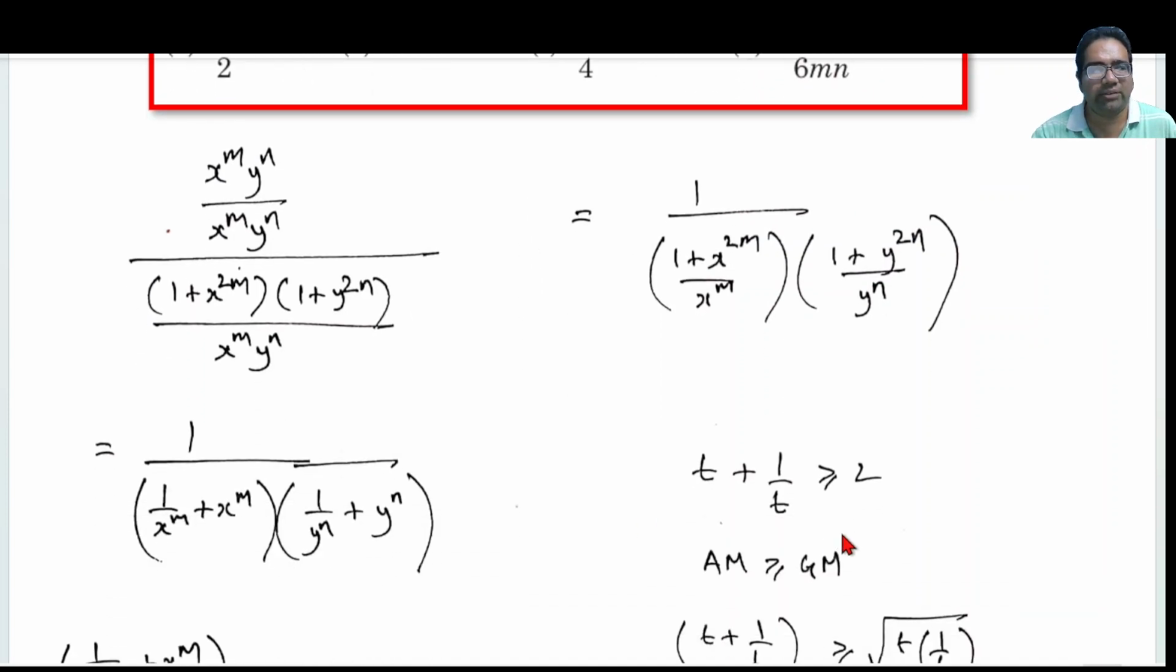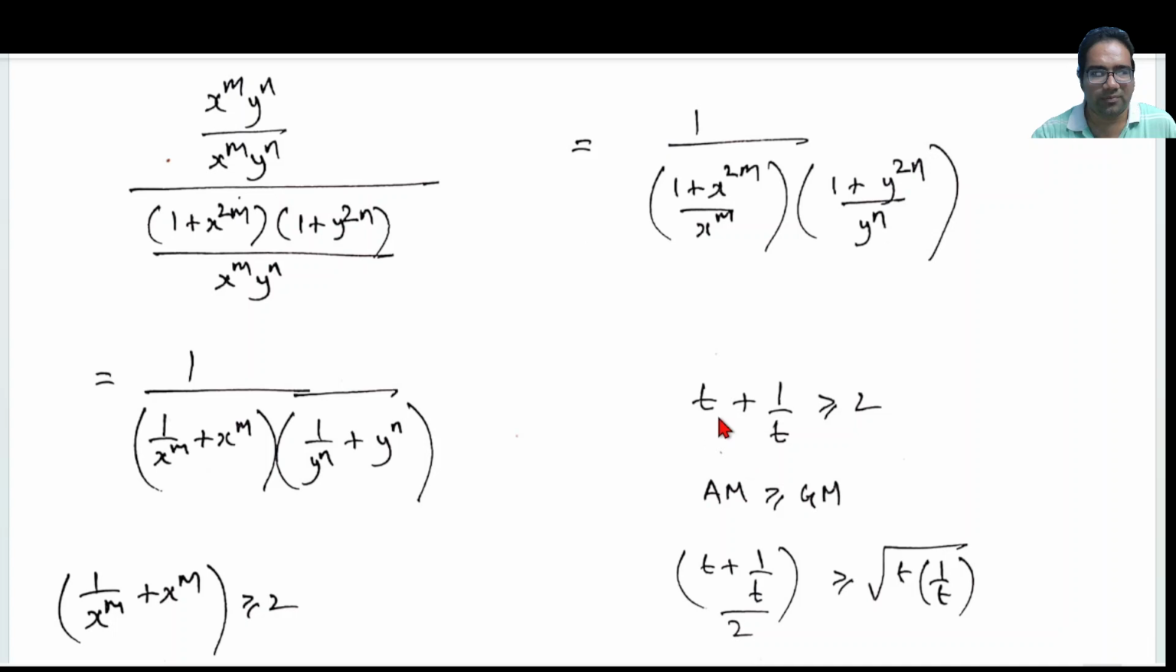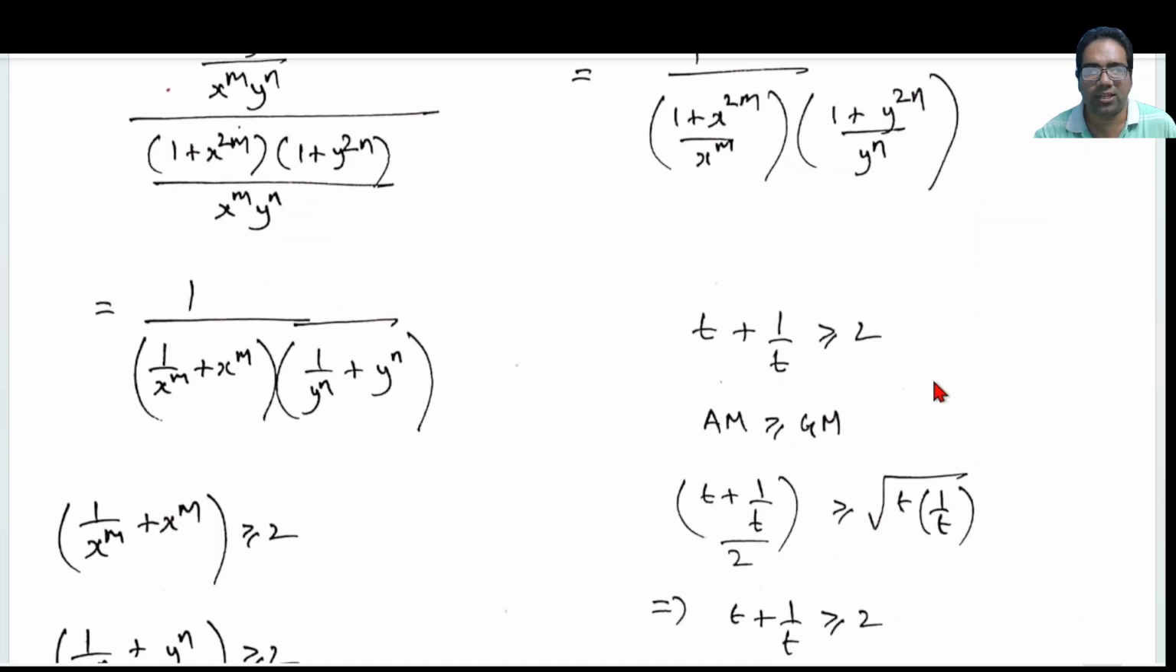We have just used the AM greater than or equal to GM formula: (a + b)/2 is greater than or equal to root ab. We can prove this also. Root a minus root b whole square is greater than or equal to 0, because it is a perfect square. That means a plus b minus 2 root ab is greater than or equal to 0, so a plus b by 2 is greater than or equal to root ab. That's how we can prove it.